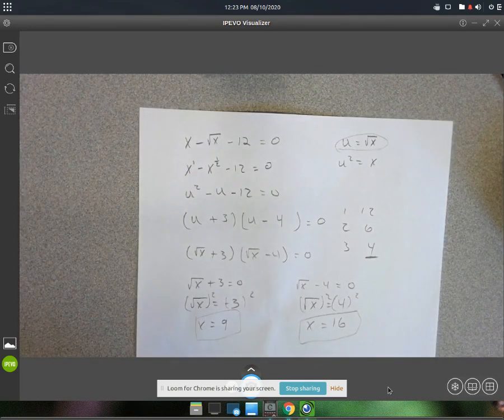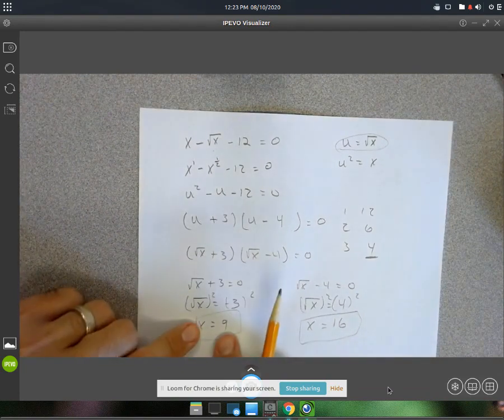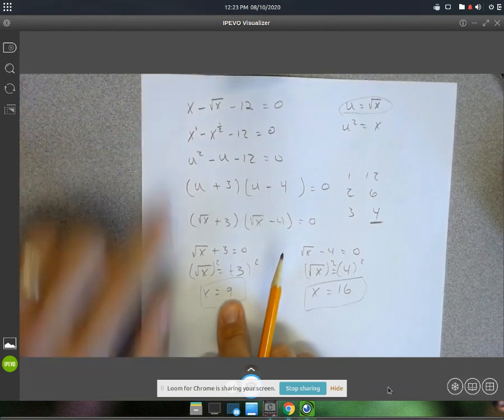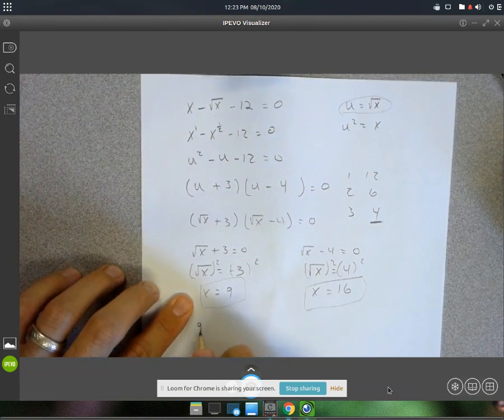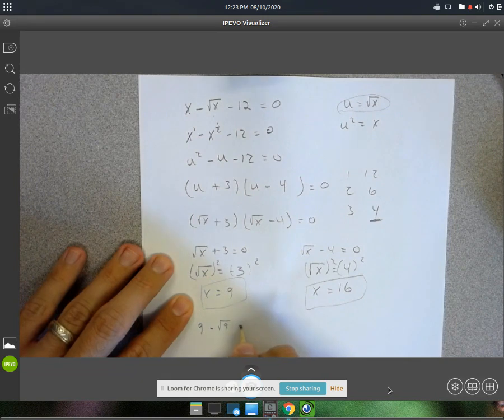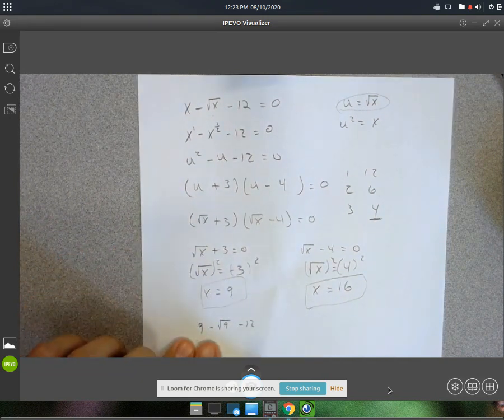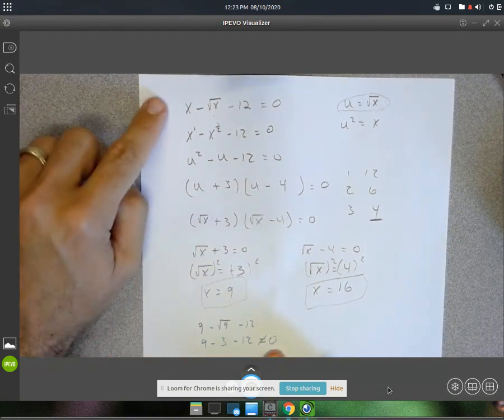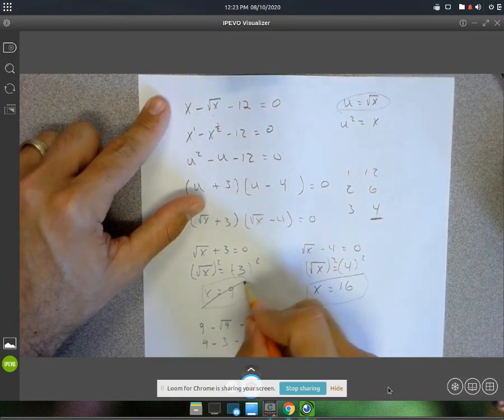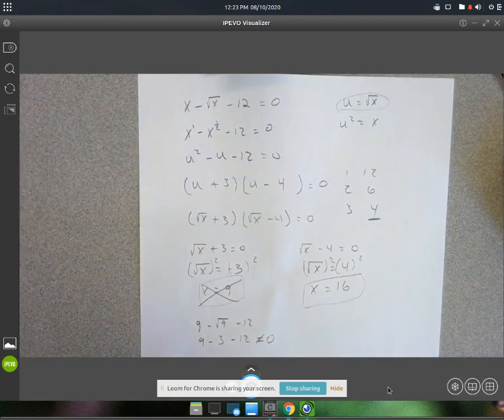All right, because we started with a radical equation, I ought to test these and make sure that they work. So let's plug in 9 up here. That'll be 9 minus root 9 minus 12. Let's see here, 9 minus square root of 9 is 3, minus 12. This does not equal 0. Because it doesn't equal 0, it doesn't satisfy the original equation. So that is extraneous. That is not a good solution.